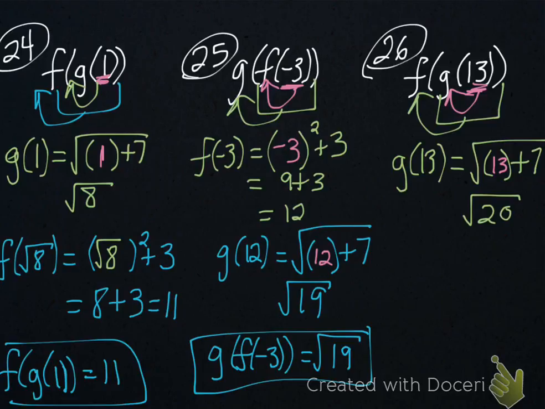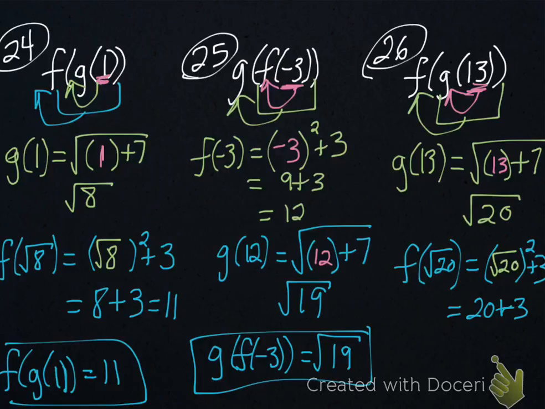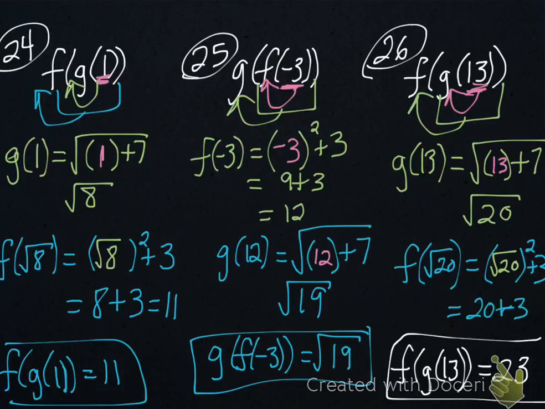We don't have to simplify it. Just leave it the way it is because we're going to plug it into the f function. So I'm plugging in my square root of 20 into f. Well, f was something squared plus 3. So I plug in that square root of 20. Notice the square and the square root cancel. Yay! So I have 20 plus 3. Well, that's easy. That's just 23. So the f of the g of 13 is going to equal 23. This concludes all the practice problems for composites.